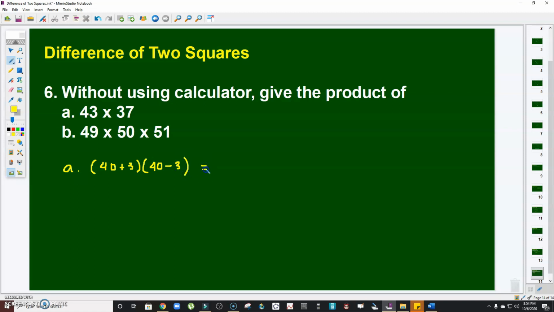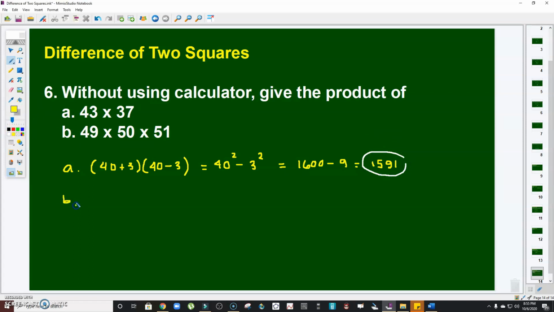See that? As you can see here, it's the product of sum and difference of two terms. And we all know the product of that is the difference of two squares, and that is 40 squared minus 3 squared. 40 squared is 1,600. 3 squared is 9. So clearly, 1,600 minus 9 is 1,591. See that? As simple as that.